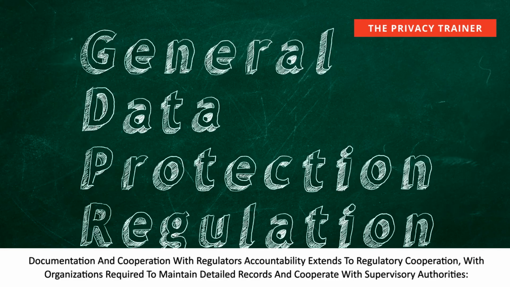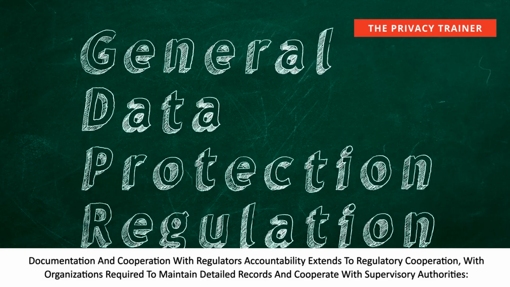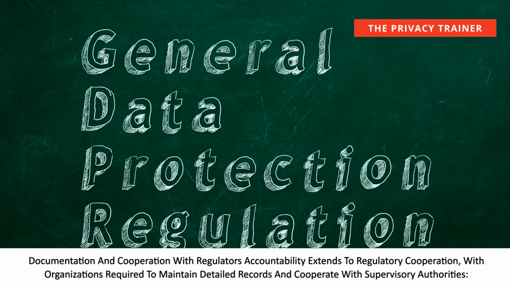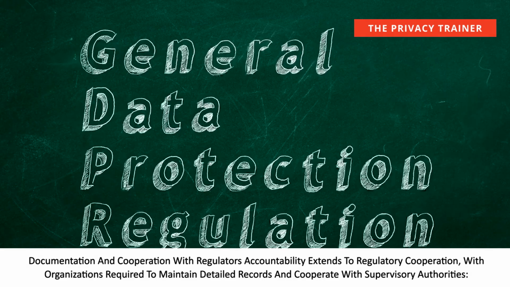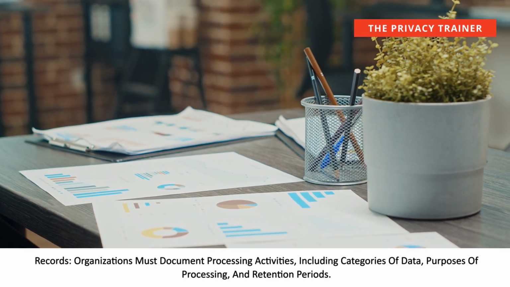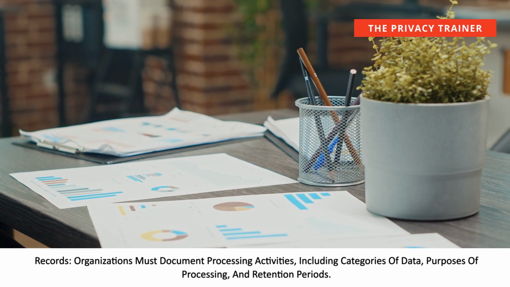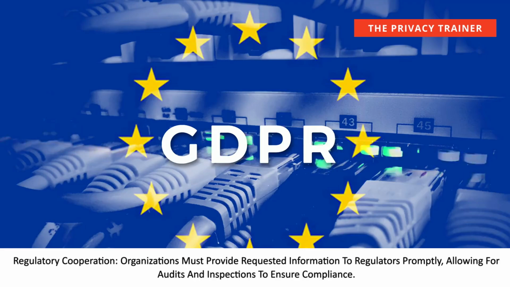Documentation and cooperation with regulators. Accountability extends to regulatory cooperation, with organizations required to maintain detailed records and cooperate with supervisory authorities. Records. Organizations must document processing activities, including categories of data, purposes of processing, and retention periods. Regulatory cooperation. Organizations must provide requested information to regulators promptly, allowing for audits and inspections to ensure compliance.